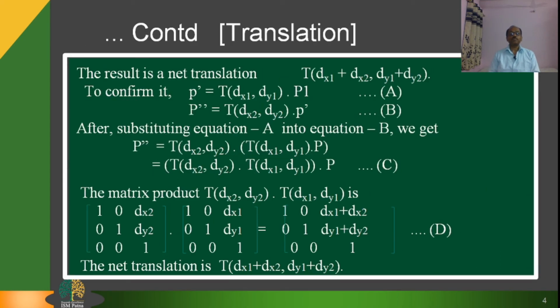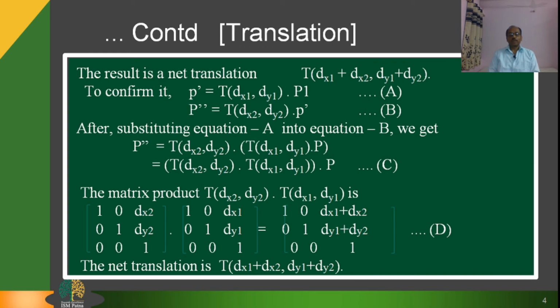To confirm, P dash is equal to T(dx1, dy1) into P, the expression A, and expression B, that is P double dash is equal to T(dx2, dy2) P dash. After substituting equation A into equation B, we get the final value, that is T(dx2, dy2) multiplied by T(dx1, dy1), the whole multiplied by the original point P.